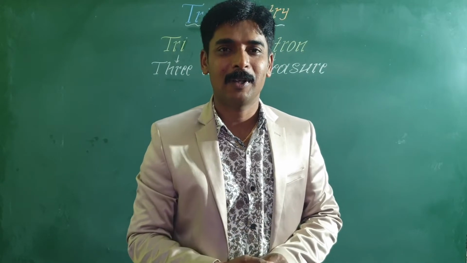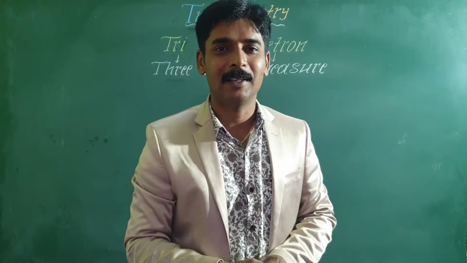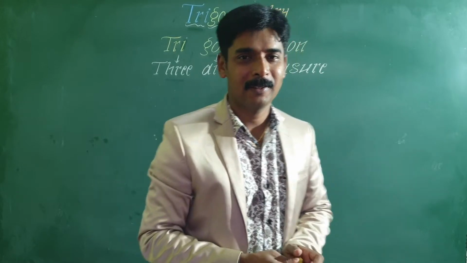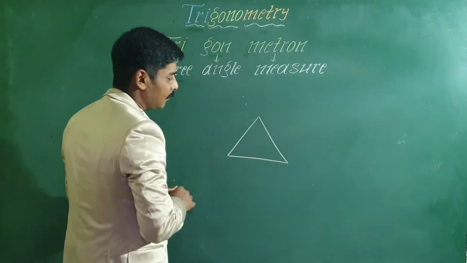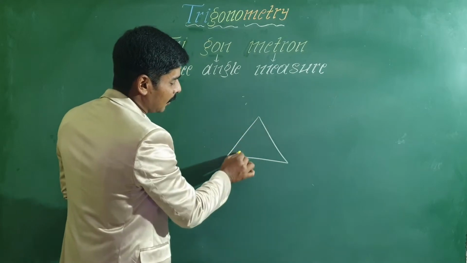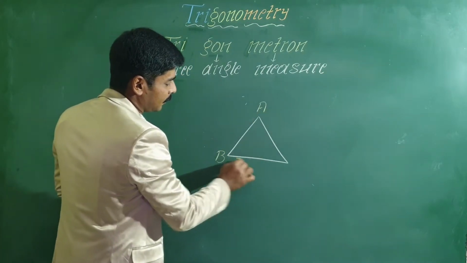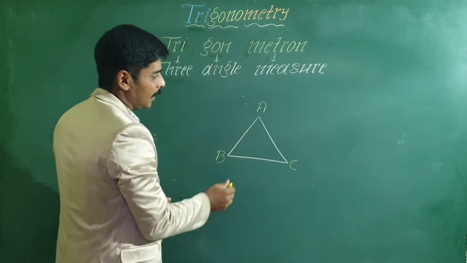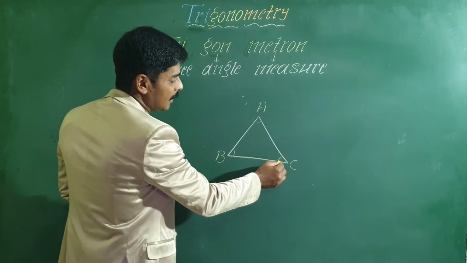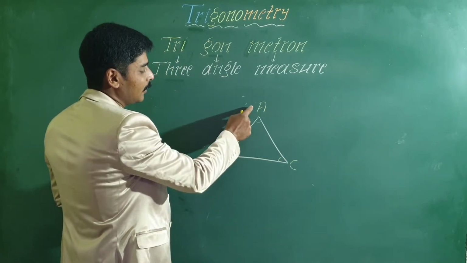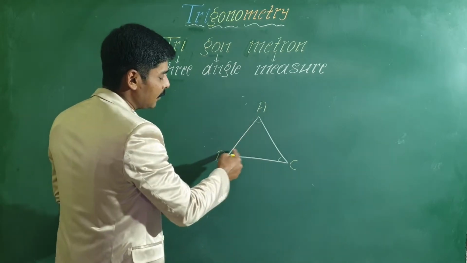The 3 sides of a triangle are denoted by small letters and the 3 angles are denoted by capital letters. For example, if I consider a triangle, then these 3 angles of this triangle are denoted by capital letters A, B and C, and this is called angle A, this is angle B and this is angle C. In geometry we call this A, B, C as vertex, but in trigonometry we call this A, B, C as angles.